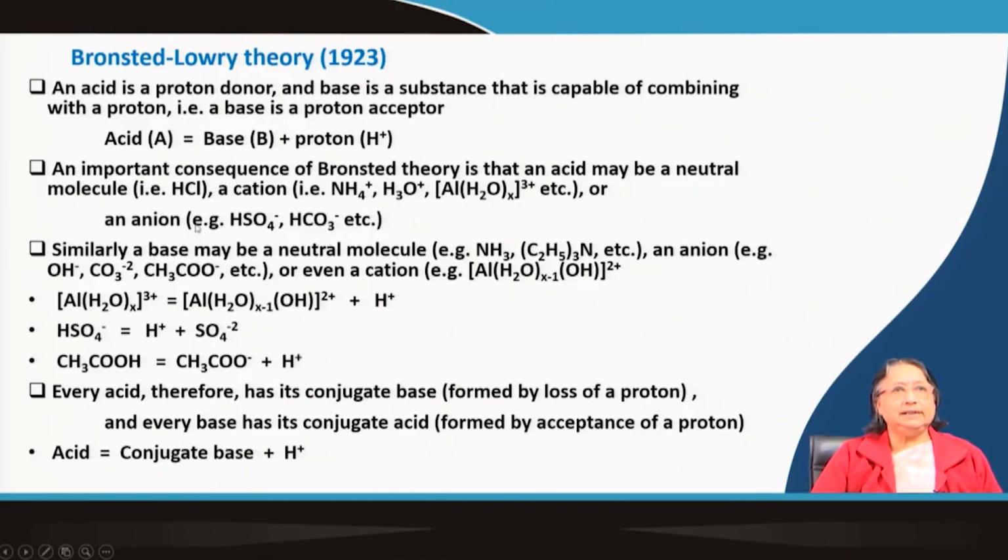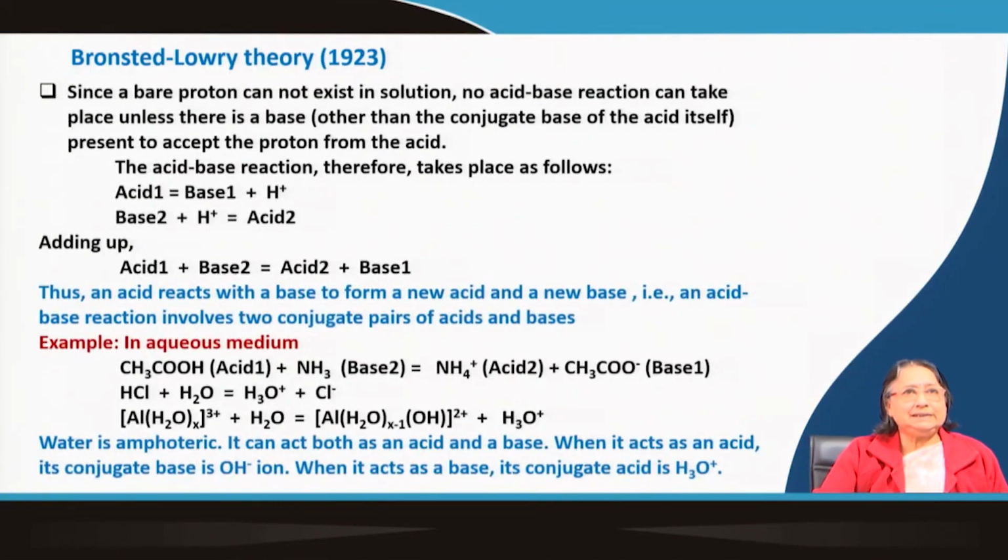Now, from this we can easily understand that every acid has its conjugate base. When an acid gives up a proton, it forms another compound which is nothing but its conjugate base, formed by the loss of a proton, and every base has its conjugate acid formed by the acceptance of a proton. So, it is also called the conjugate acid base theory. This theory is very nice in that it can explain why many molecules or ions are acids or bases.